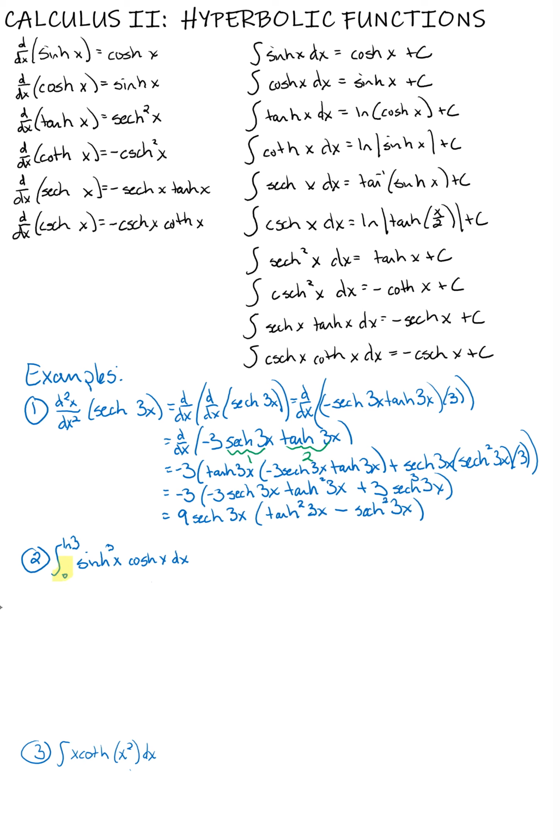Let's integrate from 0 to the natural log of 3 of hyperbolic sine cubed of x times hyperbolic cosine of x dx. Well, I think a u substitution is in order here. If we let u equal to the hyperbolic sine of x, then du is hyperbolic cosine of x dx, which we have. Oh, lovely.